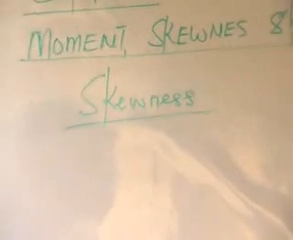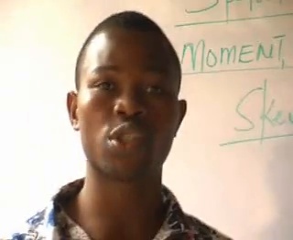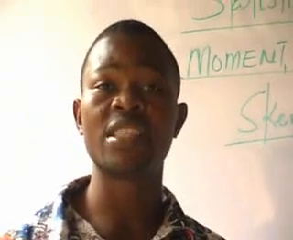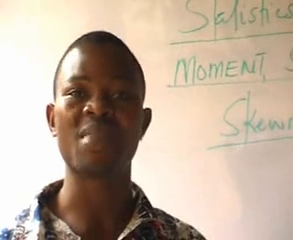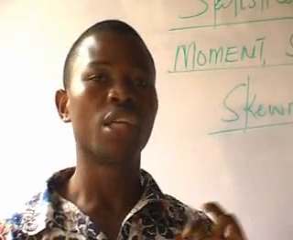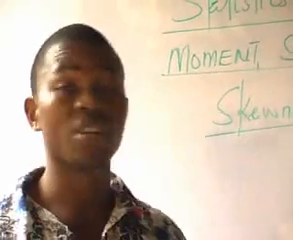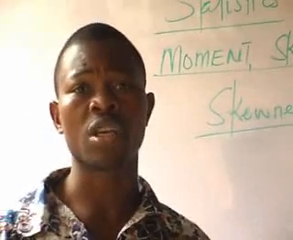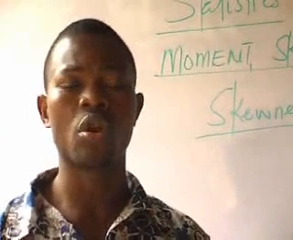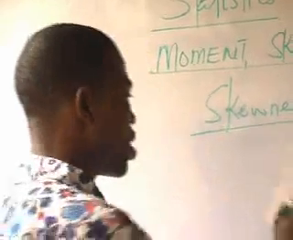What do you mean by skewness? Skewness is defined as a measurement of what? Departure of a given distribution from what? Symmetry. Write it down somewhere. Anytime you hear the word skewness, skewness is defined as the measurement of departure of a given distribution from symmetry. Are we together?